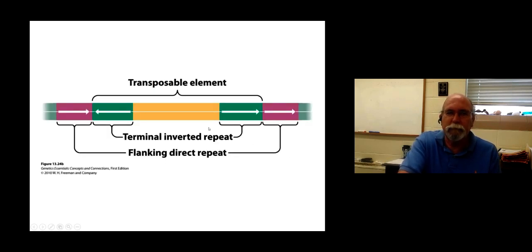Now, in general, transposable elements have a common structure. In the middle are their own actual genes, some coding regions. And then they have what are known as terminal and flanking repeats. The terminal repeats are areas that tend to get cut out with them and are part of what gets moved. The flanking repeats are areas where they insert in various ways.